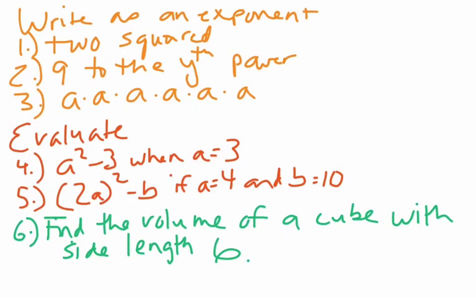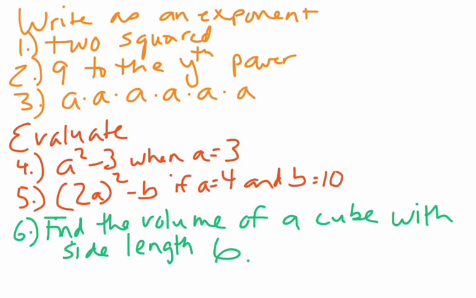The second one is 9 to the y-th power. And the third one is a times a times a times a times a times a. So write all of those as exponents. The fourth and fifth one are evaluate. So going back and using that, evaluate the algebraic expression.